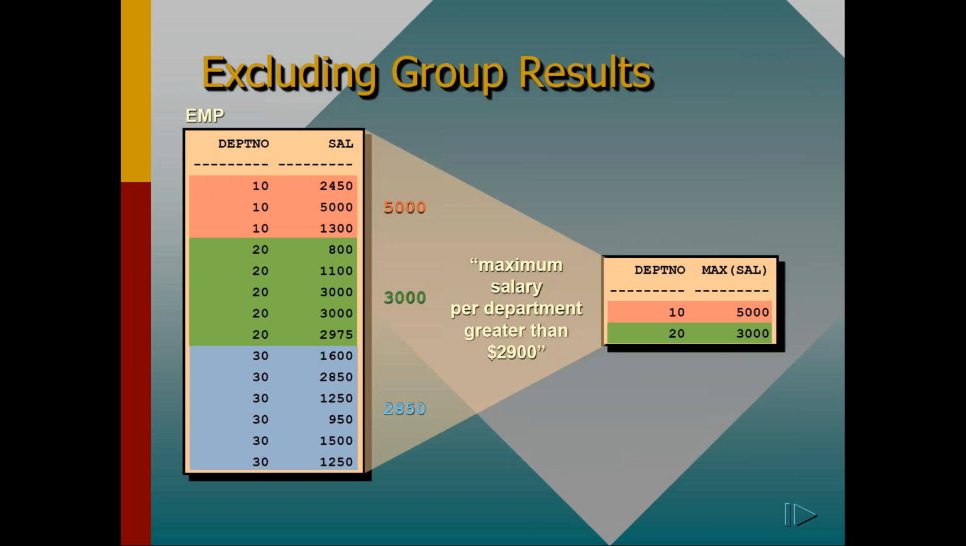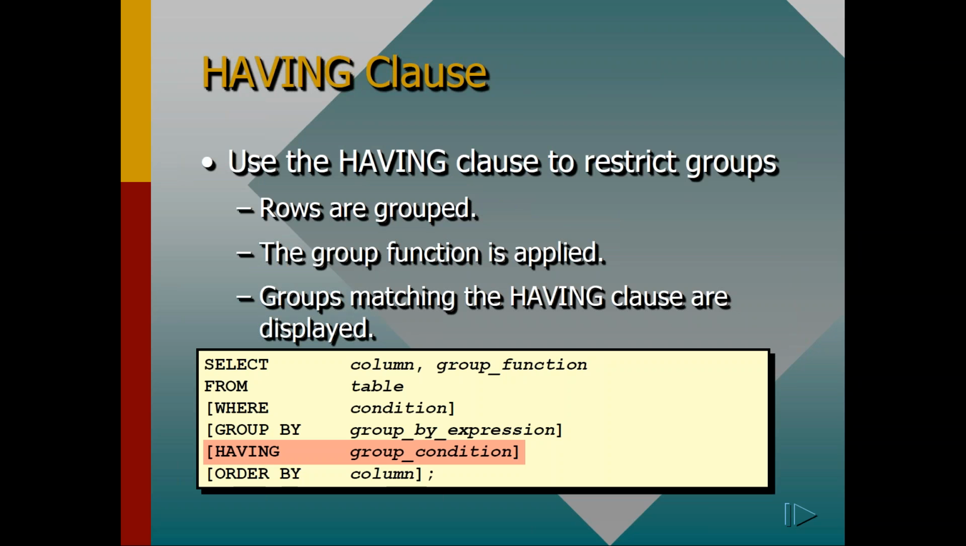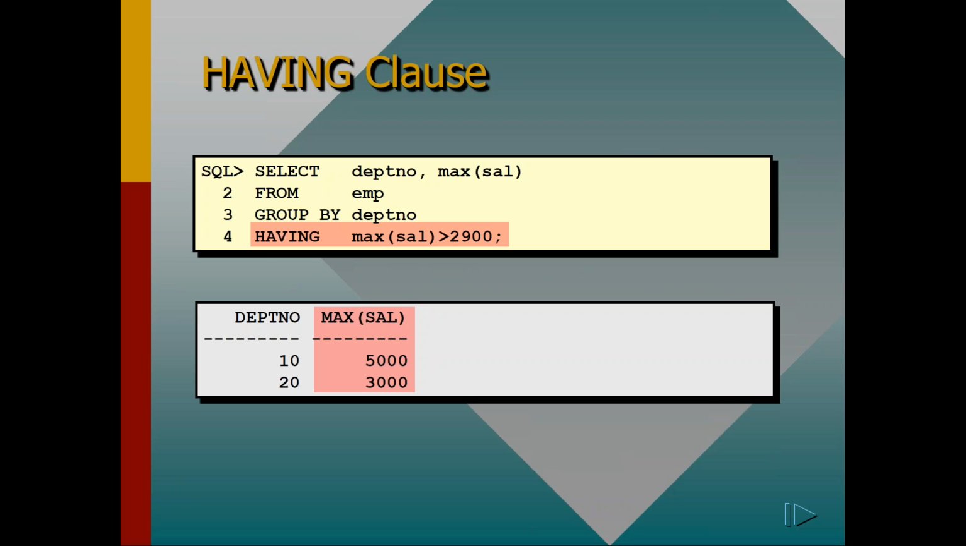So like if I don't want to print the result of department 30 after the group data has been calculated, then I can use the having clause for that. So that's where we'll specify the group condition and output the result. Something like that, saying having max salary greater than 2,900.